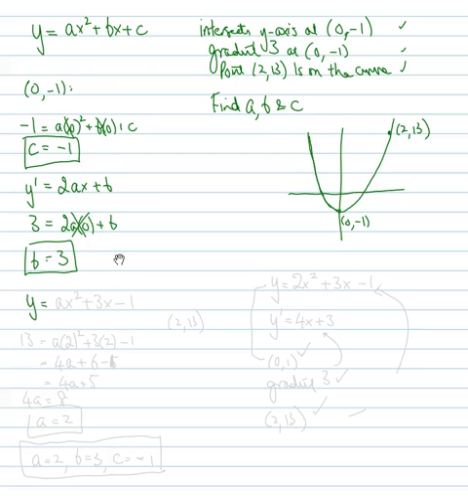So let's see what we've got so far. We don't know a yet, so we've still got ax squared plus 3x minus 1. Now let's use the third bit of information. We know that the point (2, 13) is on the curve. So 13 equals a times 2 squared plus 3 times 2, take 1, which equals 4a plus 6 take 1, so 4a plus 5. 4a equals 8, a equals 2. Okay, so those are the answers: a equals 2, b equals 3, c equals -1.